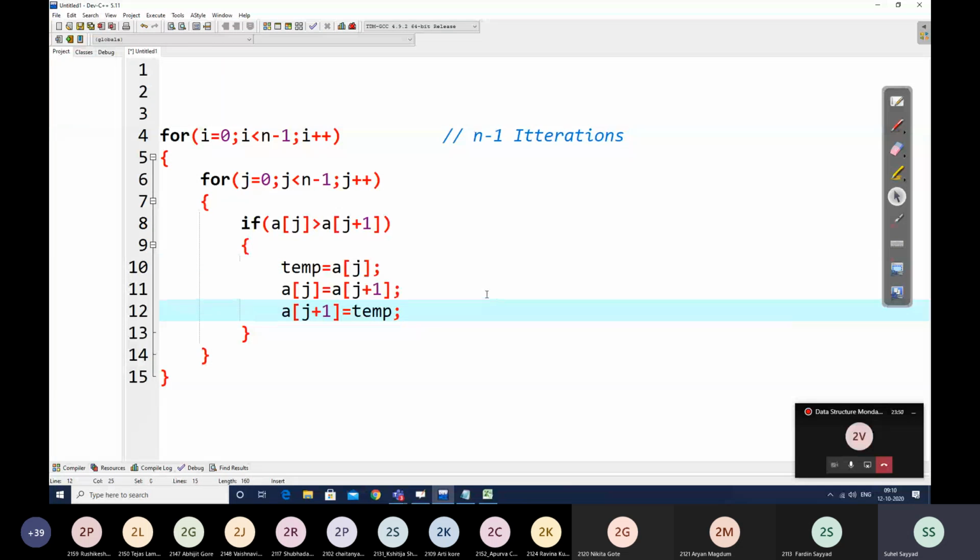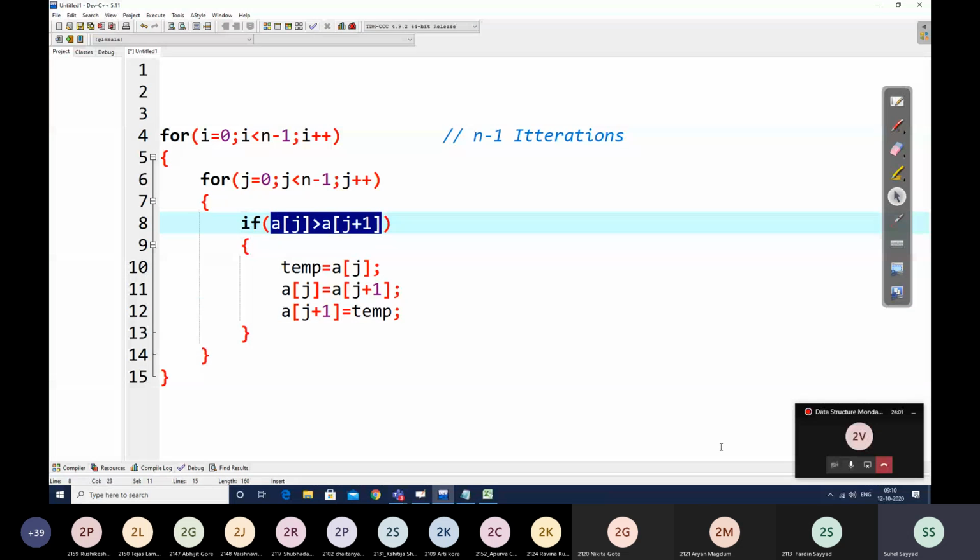As I told you, the swap will take place only when the left hand side number is greater than the right hand side number. So how do I check that the left hand side number is greater than the right hand side number? The condition: if a of j is greater than a of j plus 1.